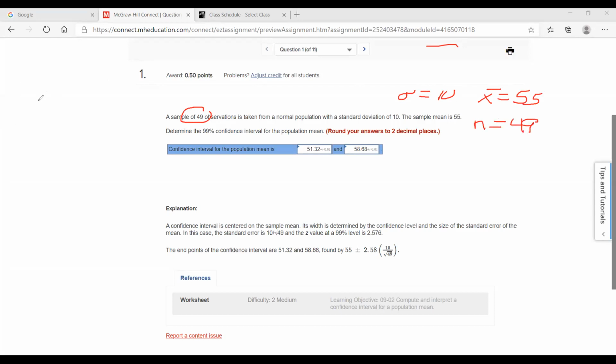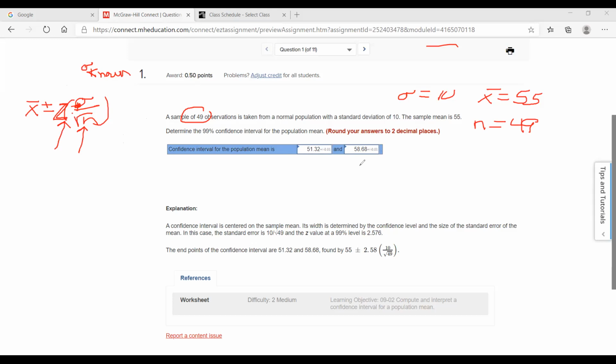If you recall, our formula for our intervals will be x bar plus or minus z. We're using the z value because this is a sigma known scenario where you know the population standard deviation. Then multiply that by your standard error, which is sigma over the square root of n. So that's our formula. We have to get the z value and then calculate the standard error. You multiply those two, and that gives you what is called the margin of error.